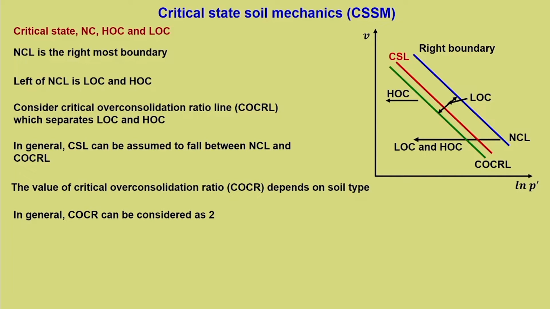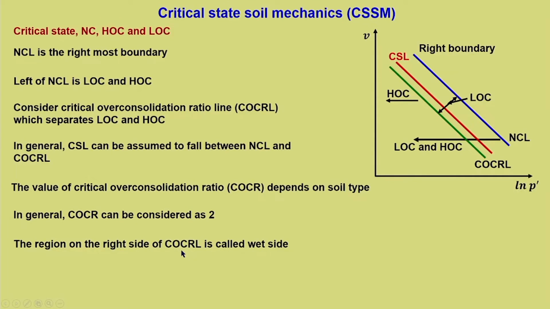Now, below 2, if the OCR value is less than 2, we consider it to be LOC, and above 2 can be considered as HOC. These are all some bare idea, it is not a very strict philosophy. It is a kind of a rule of thumb below which it is considered to be LOC.